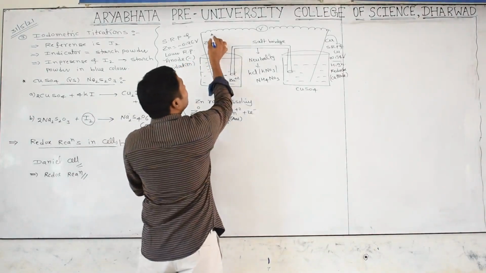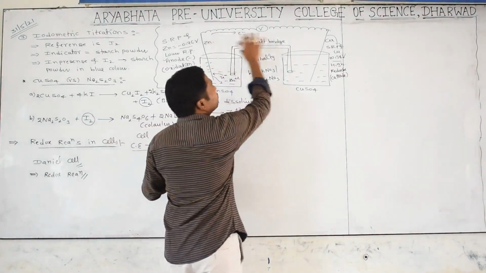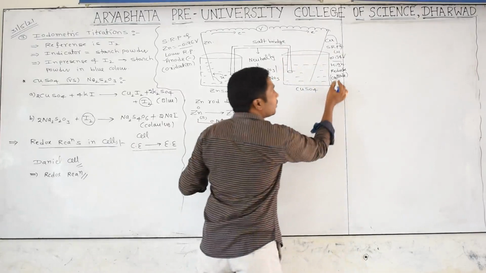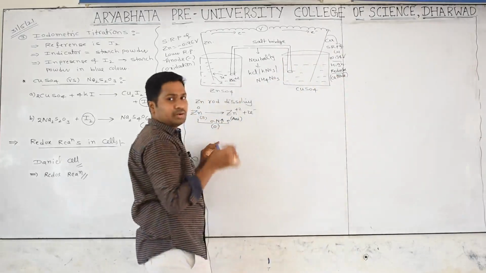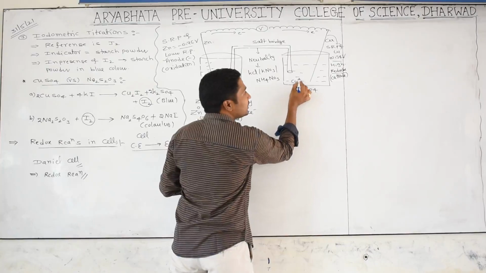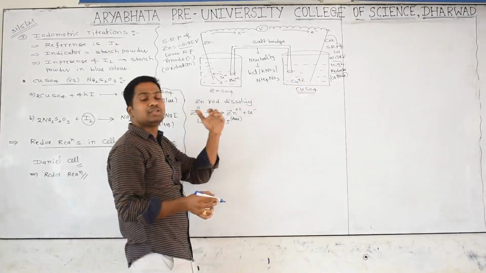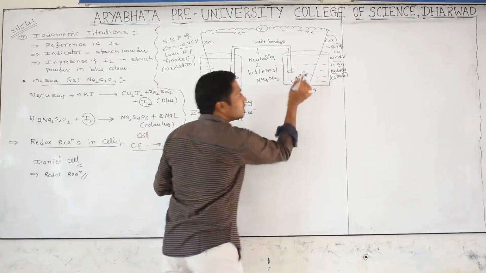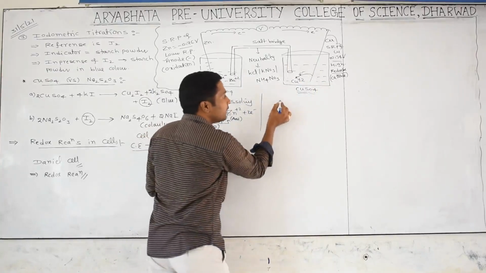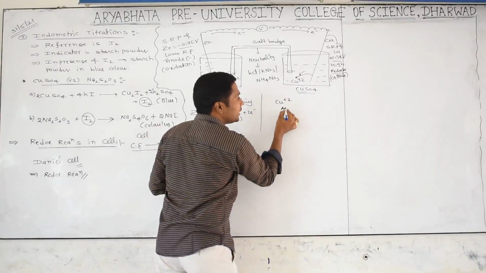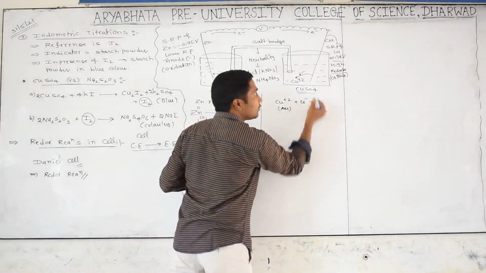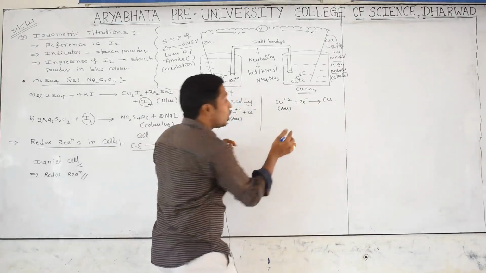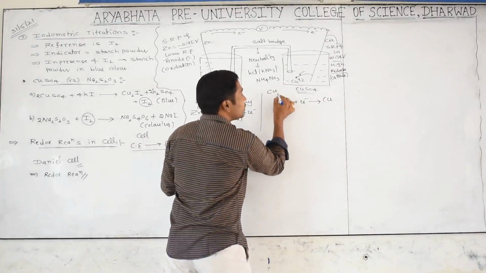Whatever electrons are produced here move like this and reach the copper rod. At the copper rod, what phenomenon is going on? Reduction. In the solution, CuSO4 is there, splitting into Cu2+ and SO4 2-. This Cu2+ will pull electrons from the copper rod. Then what do we get? Cu2+ in aqueous medium receives electrons from the copper rod and becomes Cu. So copper is undergoing depositing.